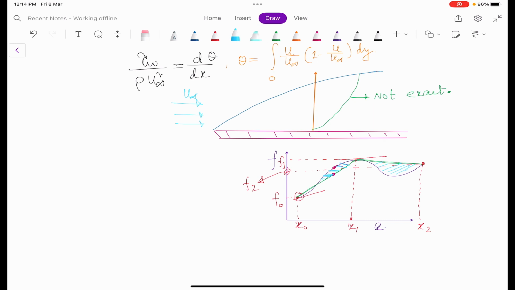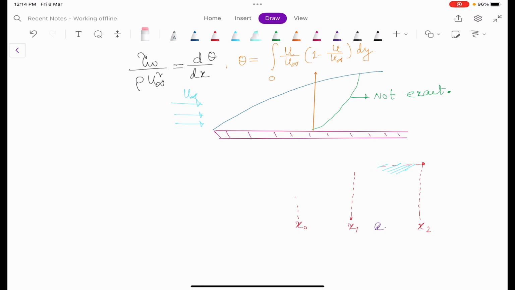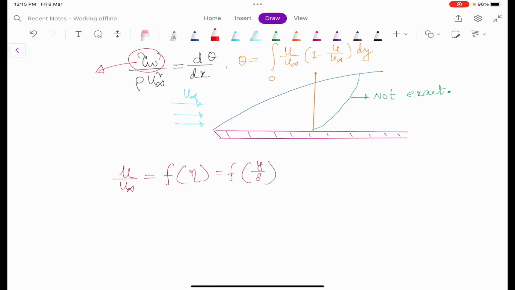Okay, so that is the concept: we are assuming some velocity profile, but we are integrating the momentum equation as well as the velocity profile, and we are trying to get some tau wall, because as an engineer I am interested in getting the tau wall and thusly the drag. In the previous discussion I also told you that you have to assume some u by u infinity as a function f of eta, where eta is y by delta, right? And this delta can vary with x.